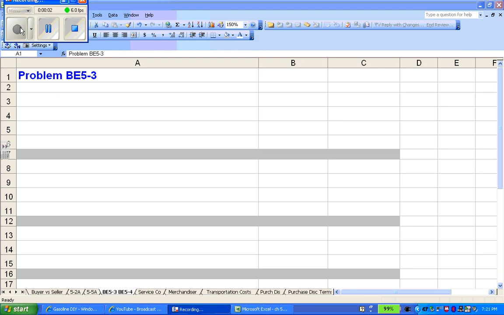Okay, this is brief exercise 5-3. It can be found in your text on page 224. In this problem, they want us to prepare the journal entries. They do use the perpetual inventory system, and we're going to prepare the entries on Monroe Company's books.